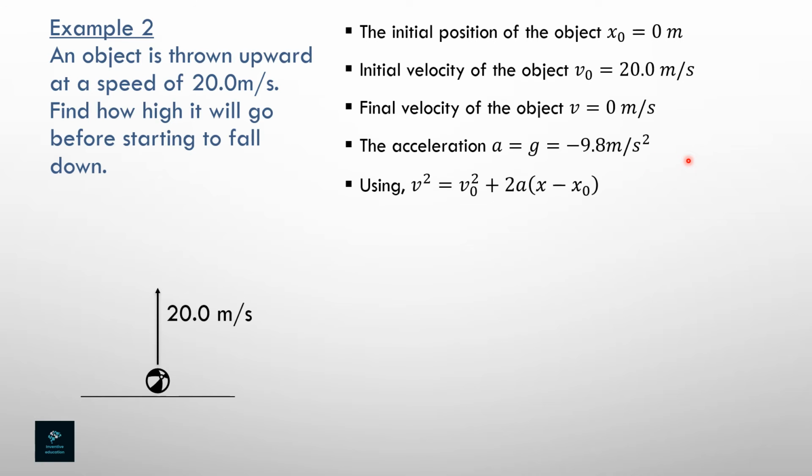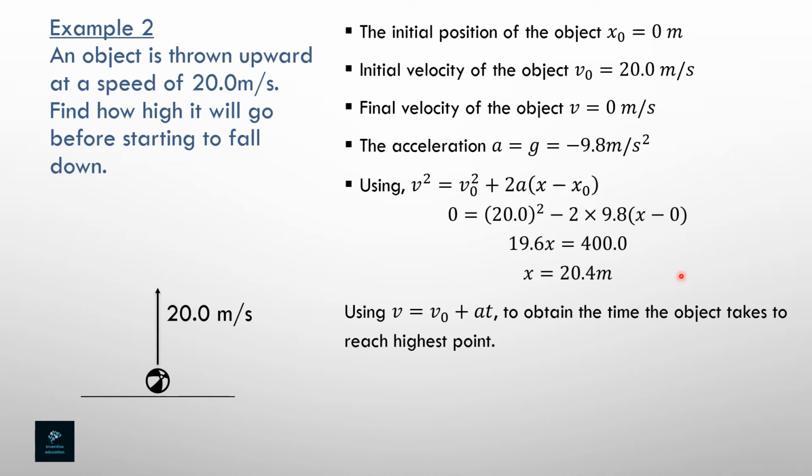square. We use this relation: v square is equal to v0 square plus 2a times x minus x0. Putting all the known values here, we get 0 is equal to 20 square minus 2 into 9.8 times x minus 0. This gives 19.6 x is equal to 400, and this gives x is equal to 20.4 meters. Therefore, the object will go up to a height of 20.4 meters before starting to fall down.